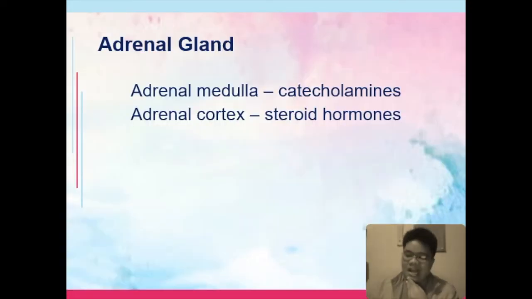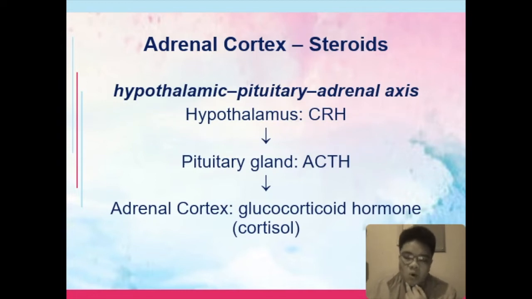Now, your adrenal medulla produces what we refer to as your catecholamines. On the other hand, your adrenal cortex releases your steroid hormones. So try to remember that your medulla would release your catecholamines and then your cortex would release your steroid hormones. Let's try to go through this one by one. Now, your adrenal cortex, as I have mentioned, would release your steroids.